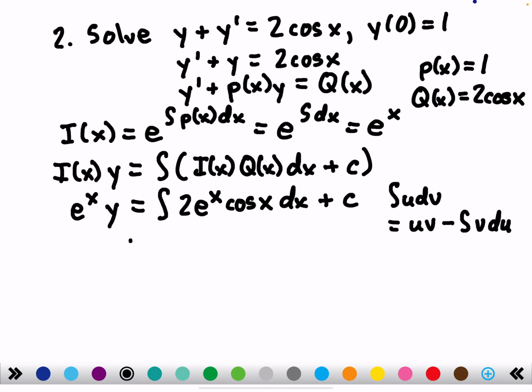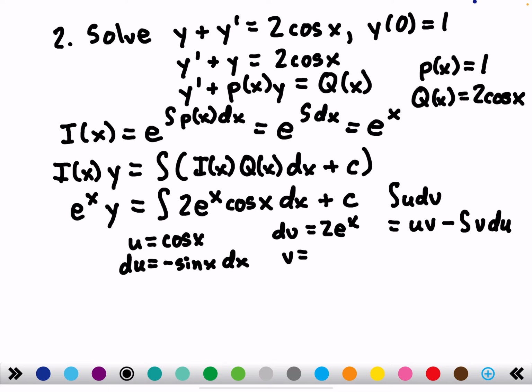So for this first round, I'll let u equal cosine x, so du is negative sine x dx. So that means dv is equal to 2e to the x, so v equals 2e to the x. And we'll plug this into the integral.